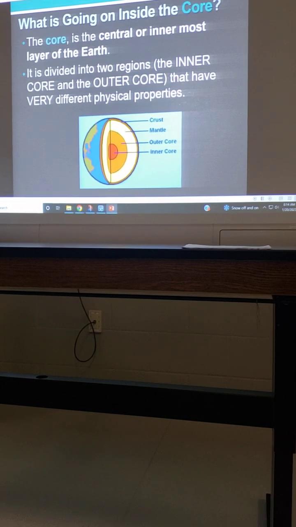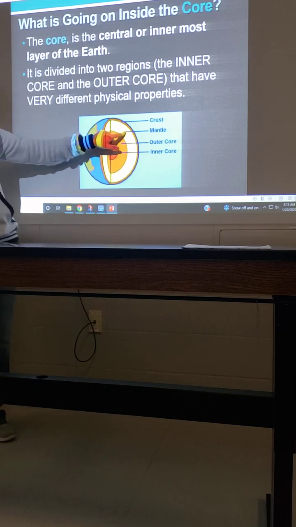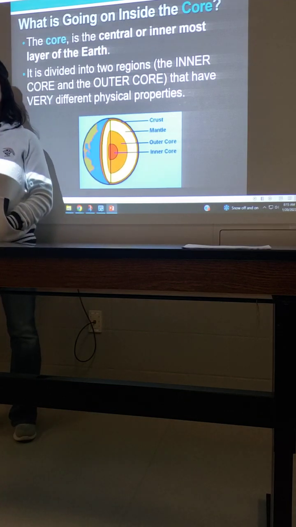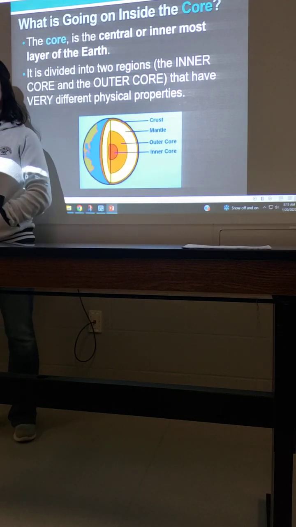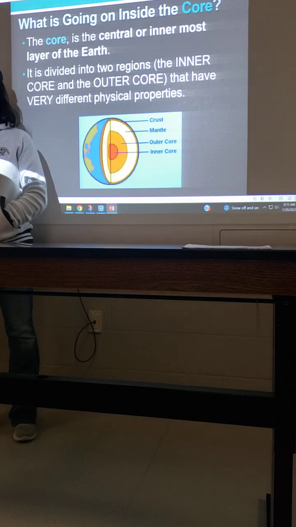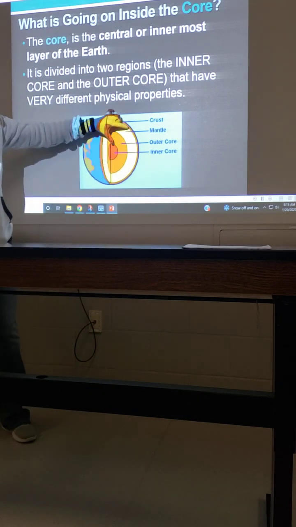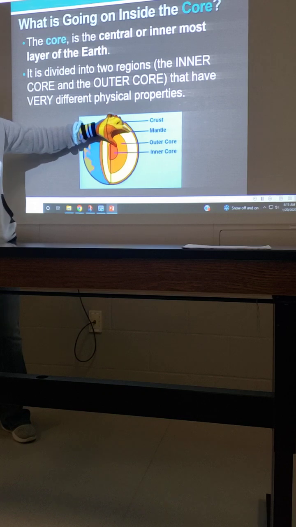They're both considered core, but they are very unique. This diagram is incorrect. A lot of these are going to show the core way too big. Which one of our layers did we say takes up the majority? Brooklyn? The mantle. It's not very thick here. Really, the mantle should probably be taking up about that much space.